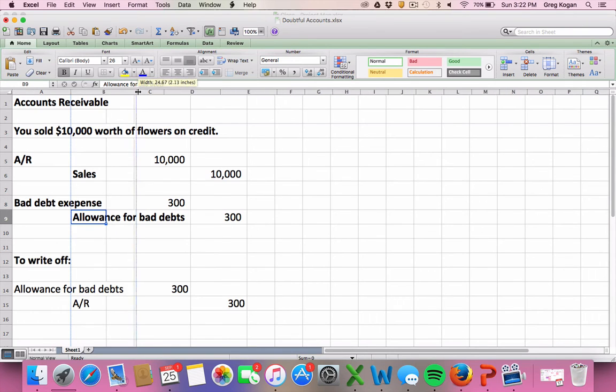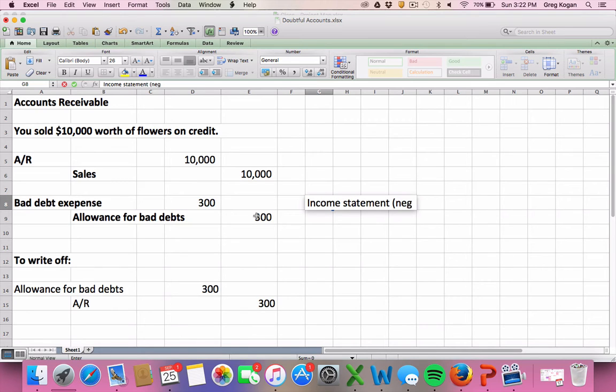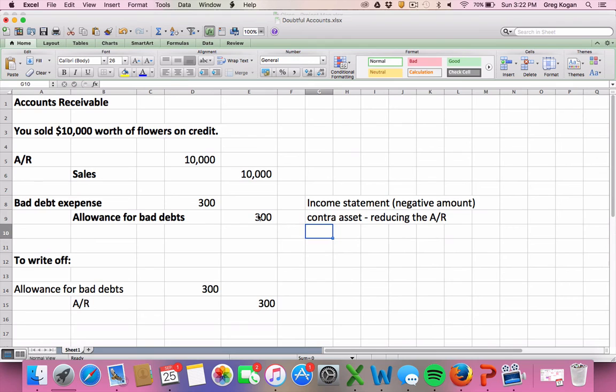So how can you do that? You could say bad debt expense 300 is a debit, and allowance for bad debts is a credit of 300. Now what do these accounts mean? Bad debt expense is on the income statement as a negative amount that reduces the income, and the allowance is going to be on your balance sheet as a contra asset, reducing the AR.